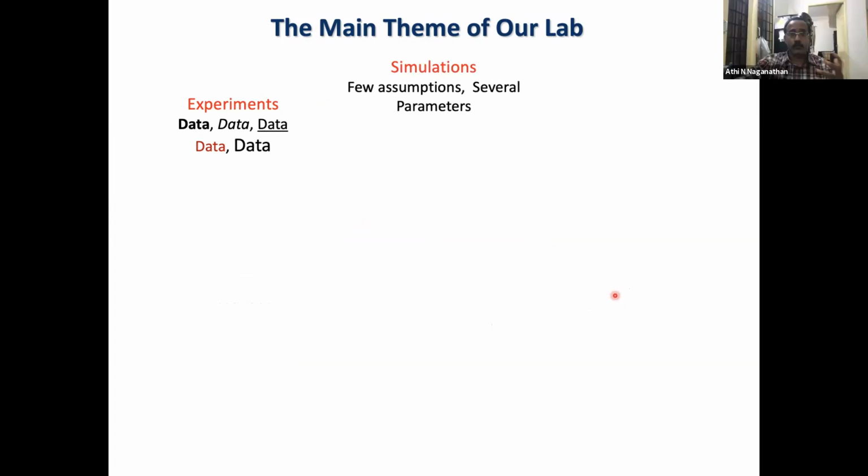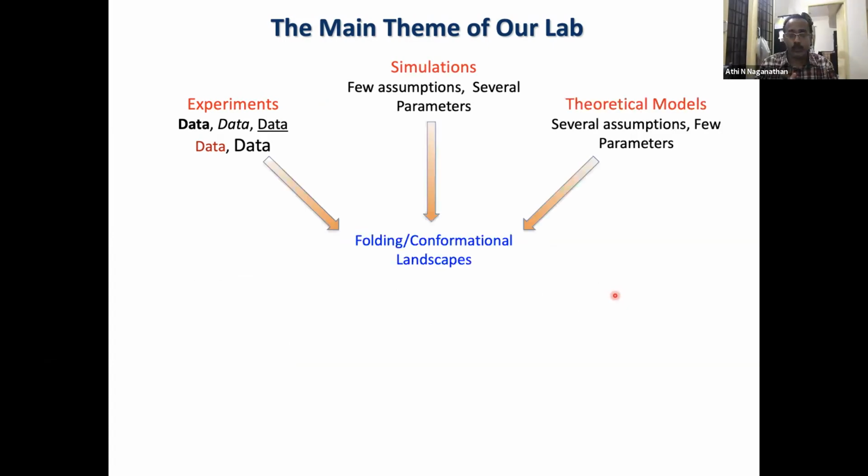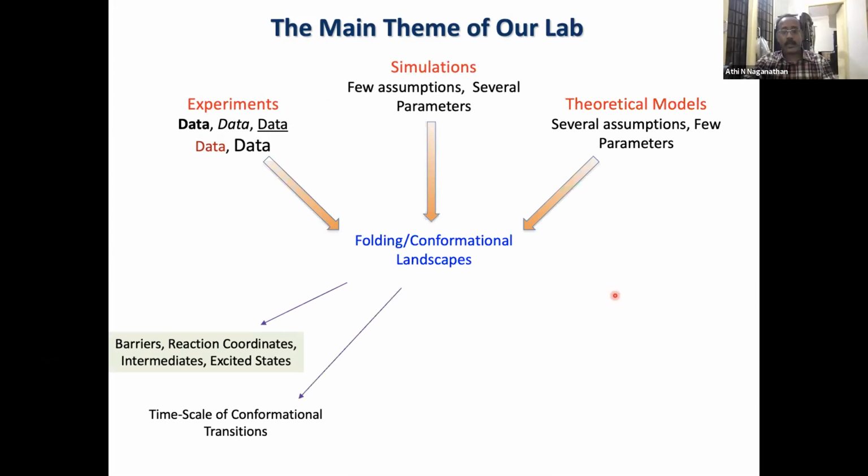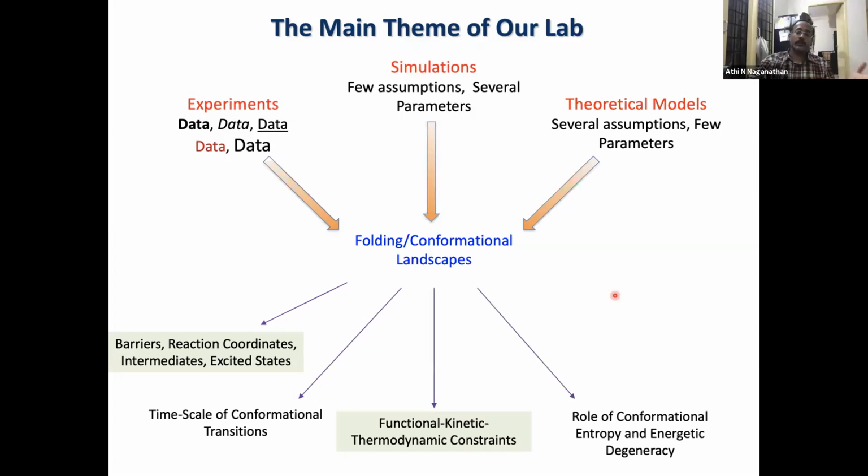Theoretical modeling and we come up with self-consistent measures of folding conformational landscapes. And with this in hand, we ask some fundamental questions on barriers, coordinates, excited states, and the constraints that a polymeric chain has to face while it's actually folding, and the role of conformational entropy in energetic degeneracy. And of course, something which we are addressing for the last few years is heterogeneity in folding, binding, and function.